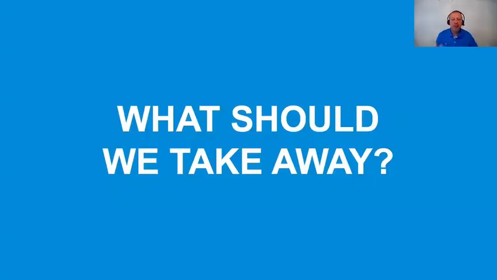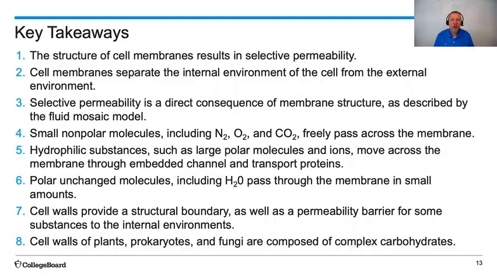So what should you be taking away from this lesson today? The structure of the cell membrane results in selective permeability. The selective permeability is a direct consequence of membrane structure. Small nonpolar molecules, including nitrogen, oxygen, and carbon dioxide, can freely pass across the membrane. Hydrophilic substances, however, such as large polar molecules and ions, need to move through embedded channel and transport proteins.